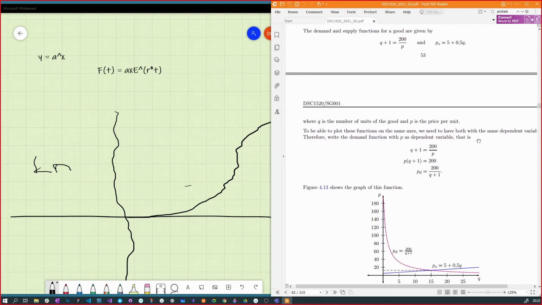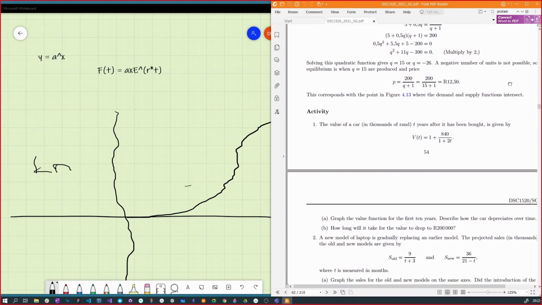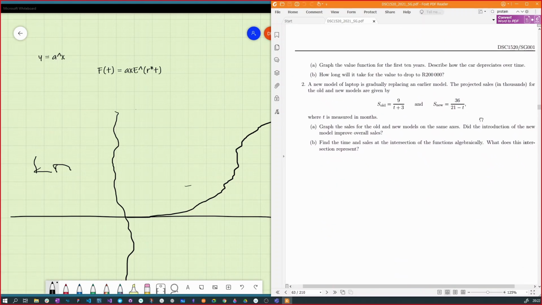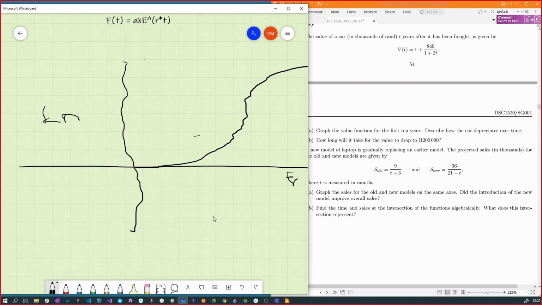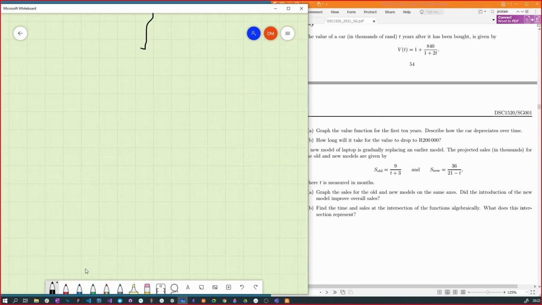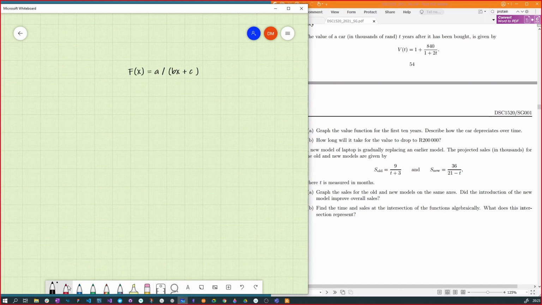Do you understand what that means, Tom McQueen? May you please explain? Oh, okay, cool. So if a is positive, okay, fine. Here's the general form of a hyperbolic function, right? It's given by the following: f(x) equals a divided by bx. I'm just going to put bx plus c.